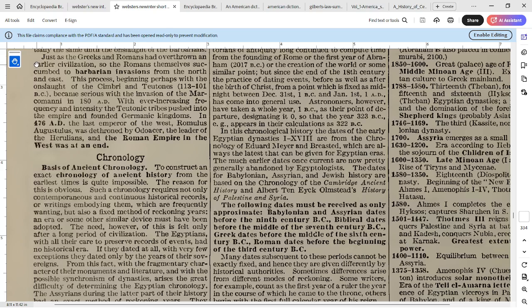So just as the Greeks and Romans had overthrown an earlier civilization, so the Romans themselves succumbed to barbarian invasions from the north and east. This process, beginning perhaps with the onslaught of the Cimbri and Teutones, 113 to 101 BC, became serious with the invasion of the Marcomanni in 180 AD. With ever increasing frequency and intensity, the Teutonic tribes pushed into the empire and founded Germanic kingdoms. In 476 AD, the last emperor of the West, Romulus Augustulus, was dethroned by Odoacer, the leader of the Herulians, and the Roman Empire in the West was at an end.